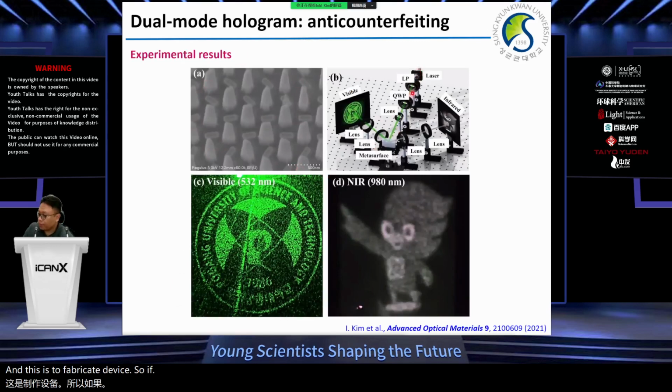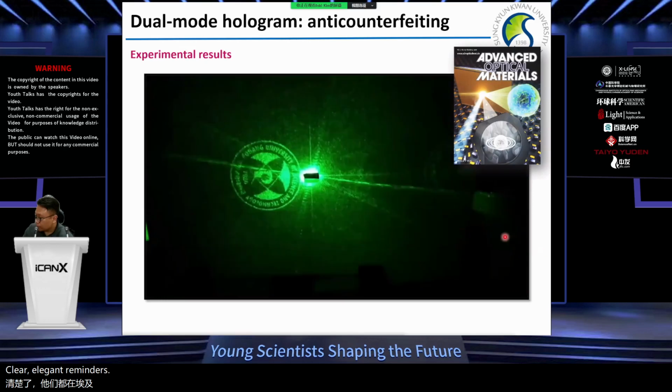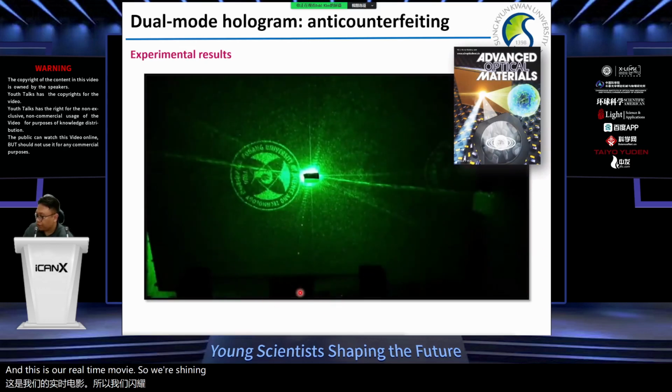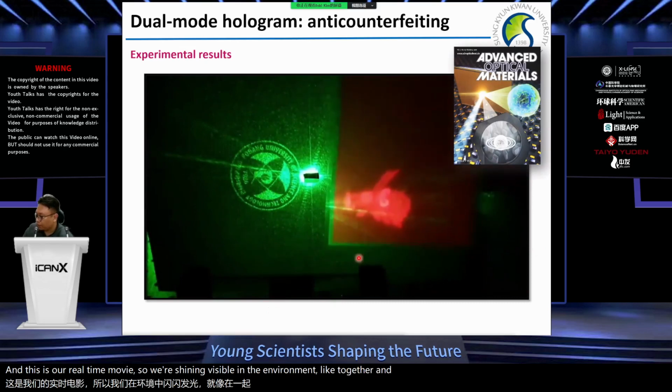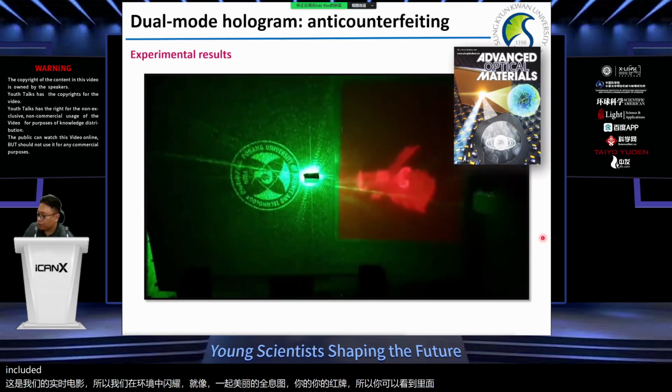Here we are illuminating two different light sources, infrared and visible light. You can see clear hologram images. And this is a real-time movie. We are shining visible and near infrared light together, and the visible hologram and near infrared hologram are shown. So you can see the encoded hologram pattern.